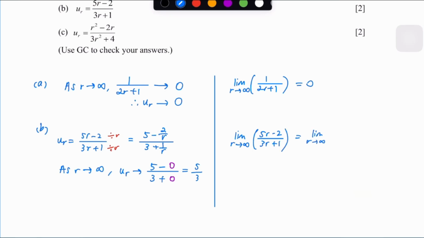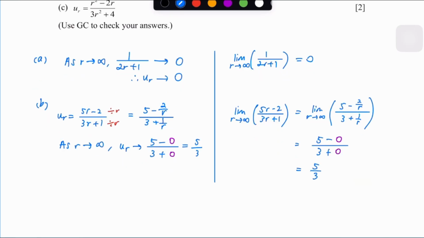The limit, you haven't done the limit function yet. So this will be equal to 5 minus 0 over 3 plus 0. The limit is the proper notation that you will see in uni, but actually both notations work, both are equivalent. It's just the limit of a function, or limit of a sequence. So this will be part B.